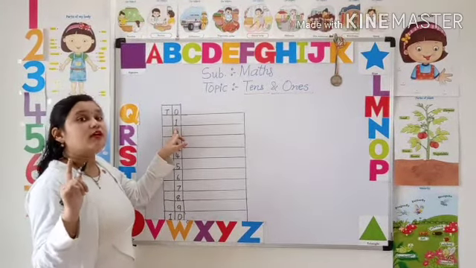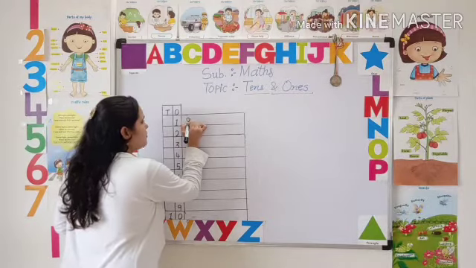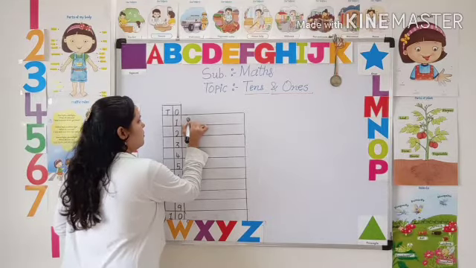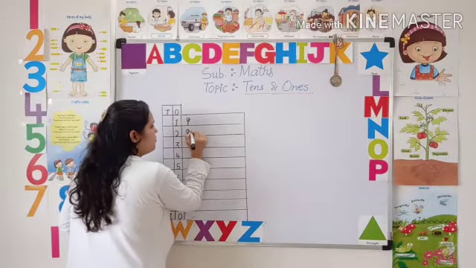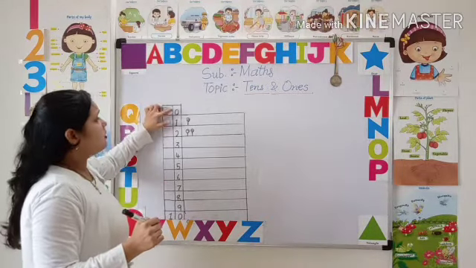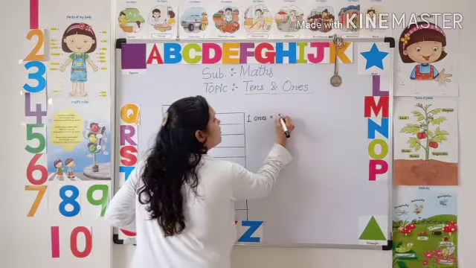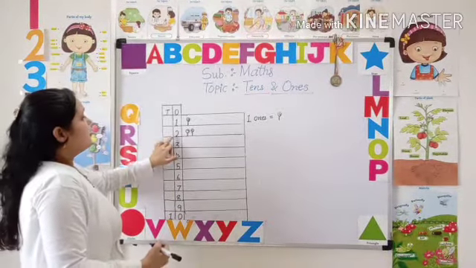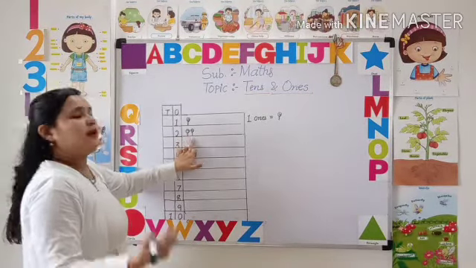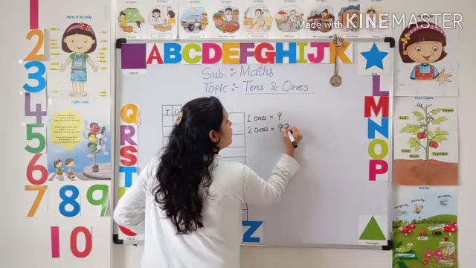This is number one. And now I will make one lollipop. How many lollipops? One. Now this is number two. So I will make here two lollipops. One ones mean one lollipop. Then two ones mean two lollipops. Right?